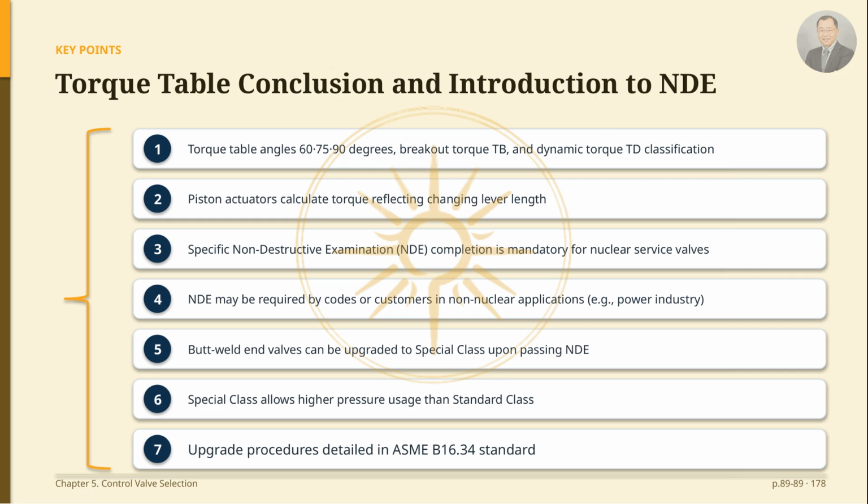Valves intended for nuclear service must successfully complete specific non-destructive examinations, and this may also be required by codes or customers in non-nuclear applications, particularly in the power industry. In particular, if butt welding end valves pass this examination, their rating can be upgraded from ASME standard class to special class. Special class permits use at higher pressures than allowed for standard class valves, and the upgrade procedures are detailed in the ASME B16.34 standard.